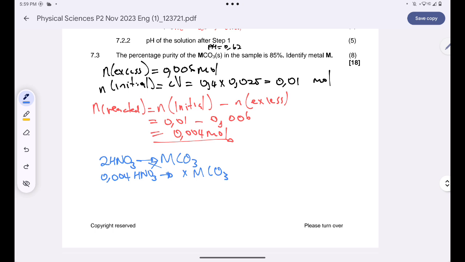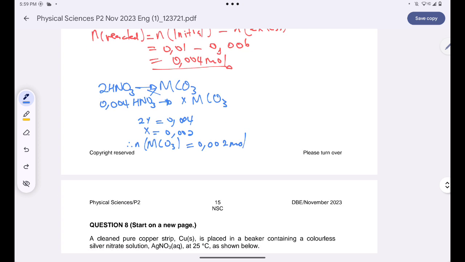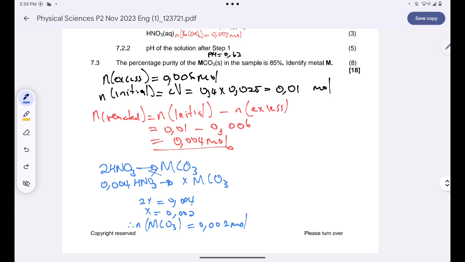Whenever I cross multiply, I'll focus on the coefficients. So I'll simply have 2x is equal to 0.004, then x is 0.002. Remember that x simply represents the number of moles of the pure metal carbonate, 0.002 moles. Remember that the acid will only react with the pure number of moles of my metal carbonate. Are we together? So for me to find metal M, what do I need to do?